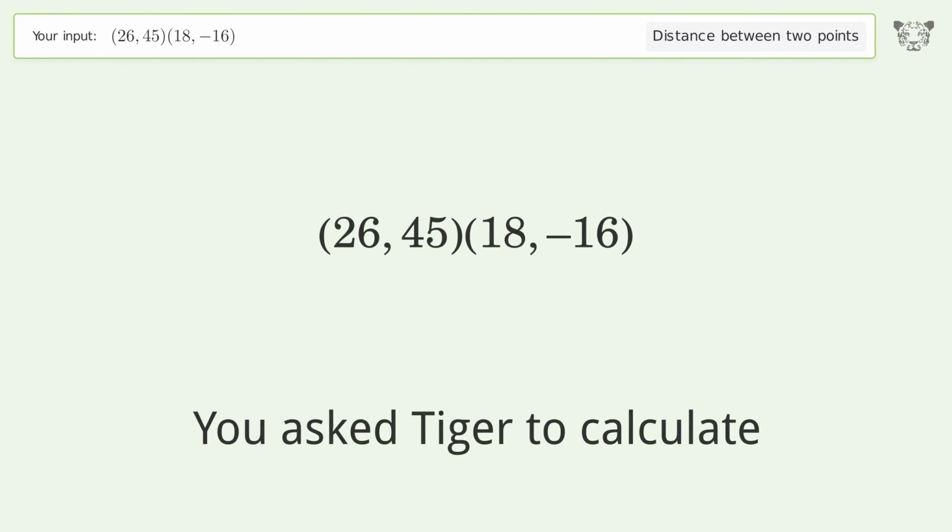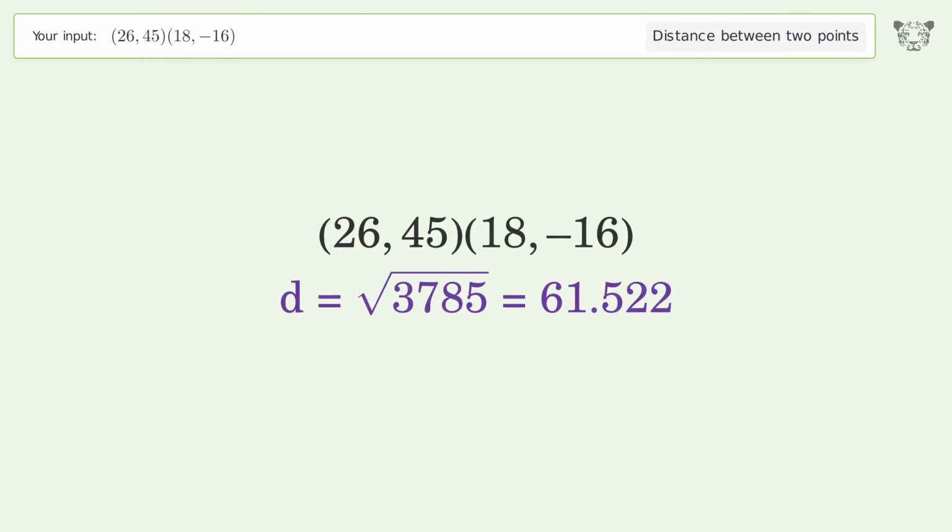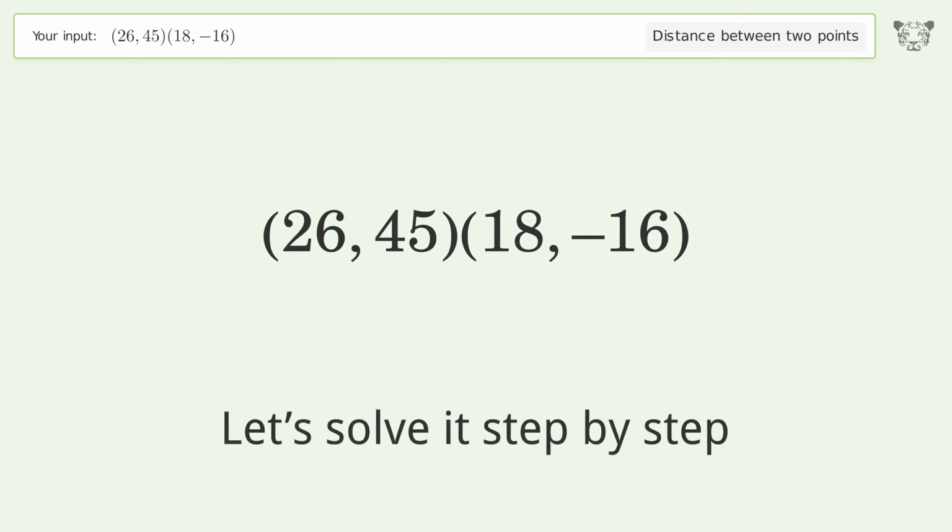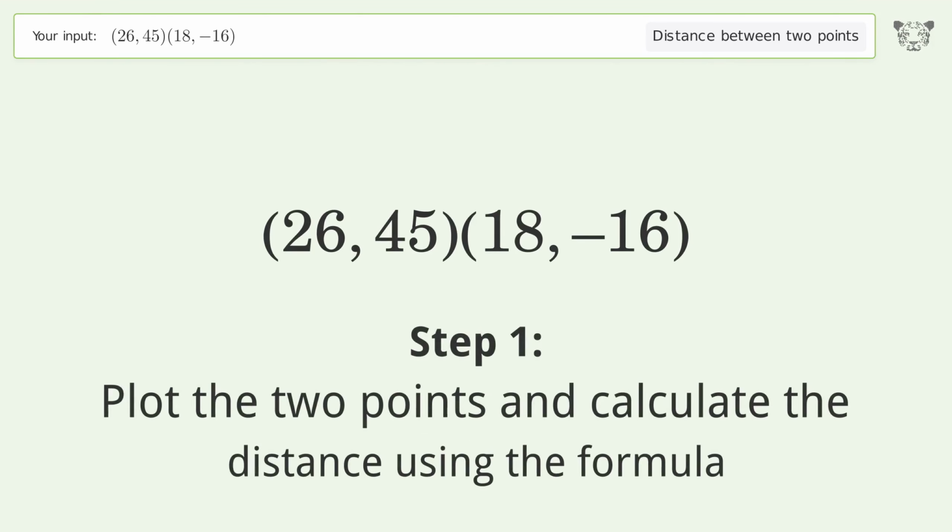You ask Tiger to calculate. This deals with the distance between 2 points. The distance between the 2 points is the square root of 3785, or 61.522. Let's solve it step by step. Plot the 2 points and calculate the distance using the formula.